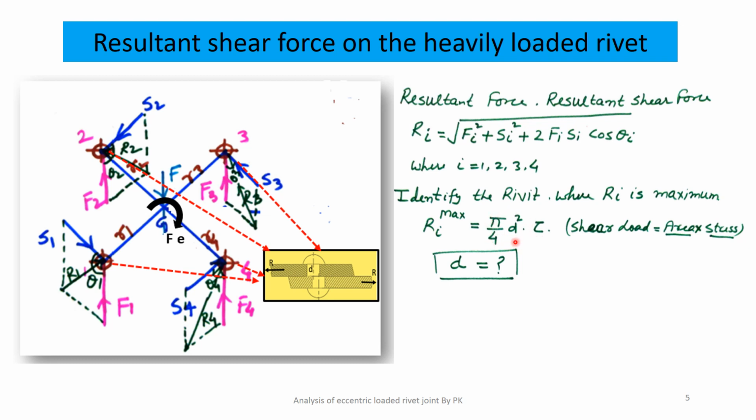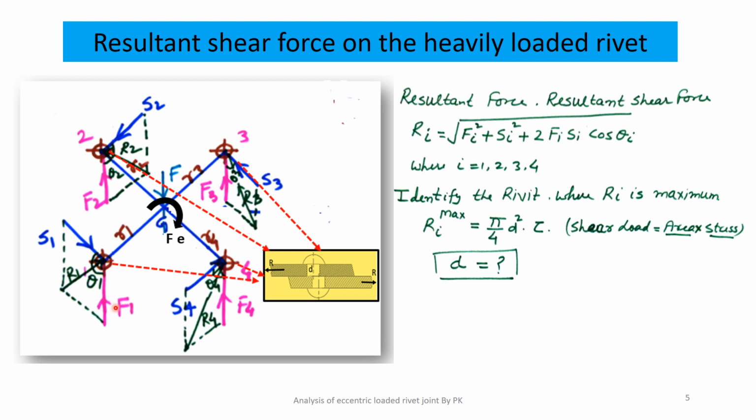From here the shearing stress of the material is known to us. This Ri maximum we have already found from this equation. So we find out the diameter of the rivet from this equation. One important thing we want to explain here: suppose F and S are the same for all the rivets, maybe this is the case when we solve the numerical problem.